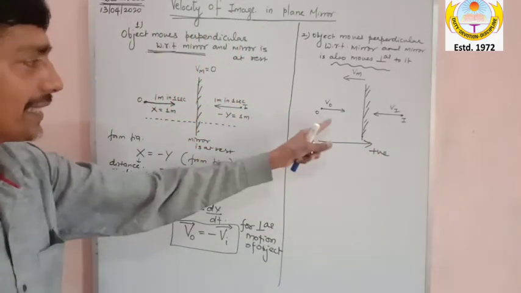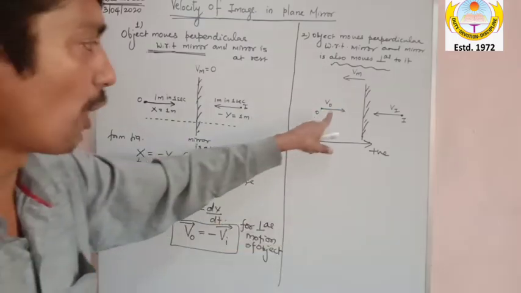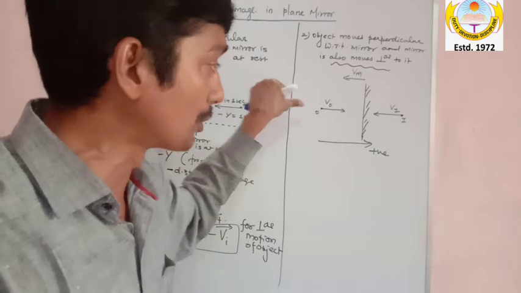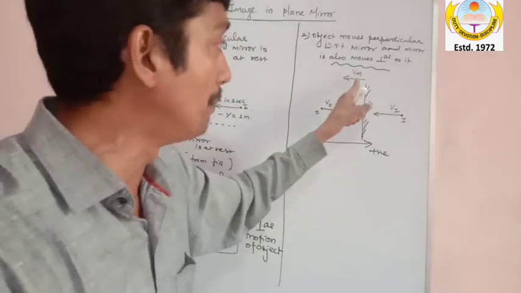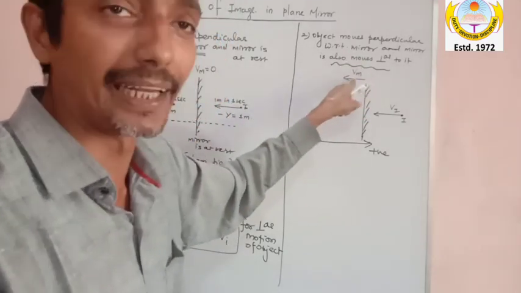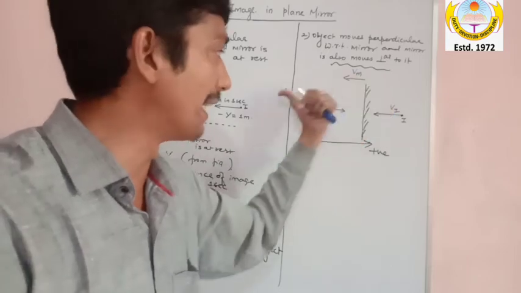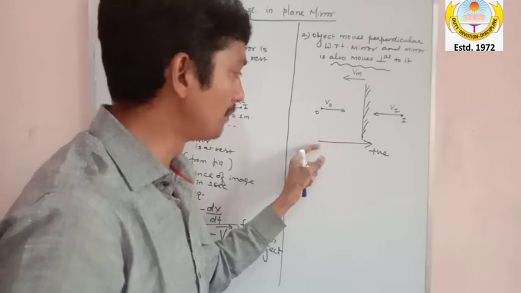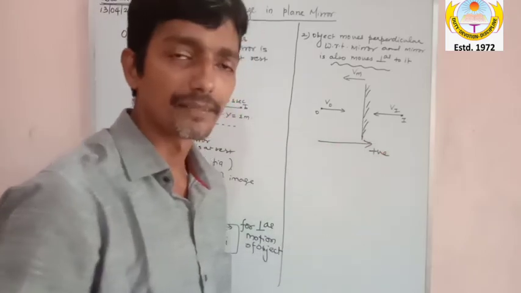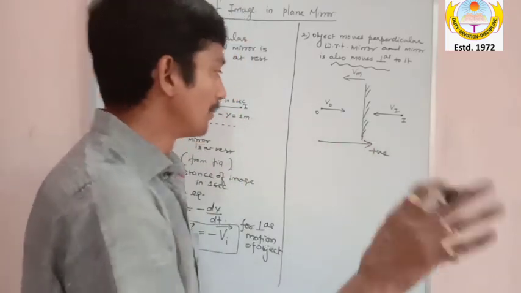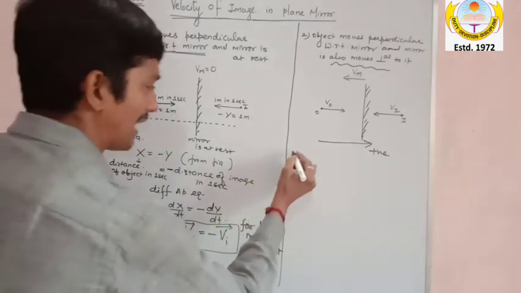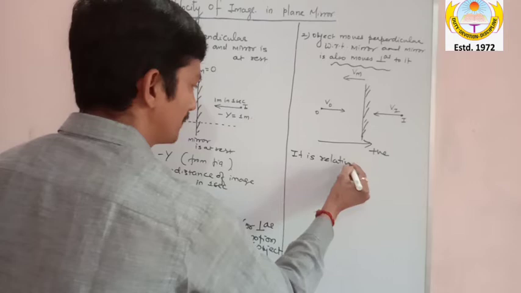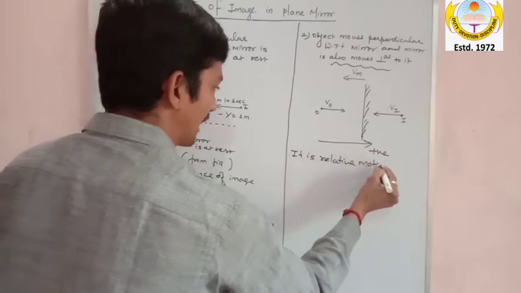So now my dear, in this case what will happen? The object is moving towards the mirror perpendicular and the mirror is also in motion. Say the mirror is moving here. You can move it there also, no issues. Say the mirror is moving here and I assume this direction as positive. Right? Now, my dear, as I said, it is a relative phenomenon, a relative motion concept.